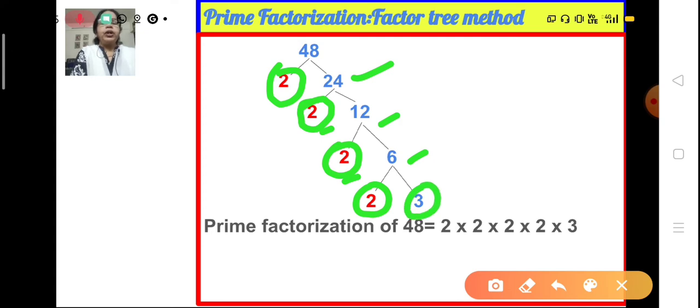So what is the prime factorization of 48? It is 2 into 2 into 2 into 2 into 3. So this is the prime factorization of the number 48 by factor tree method.